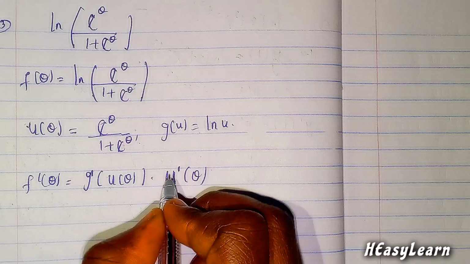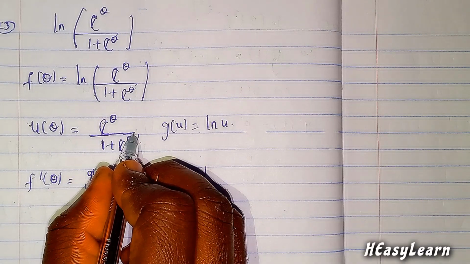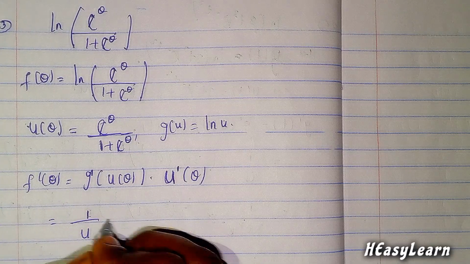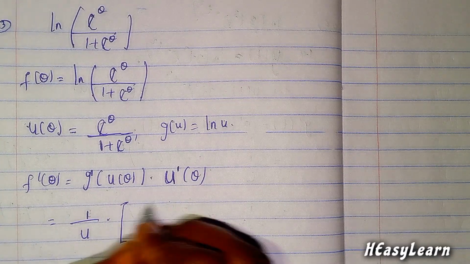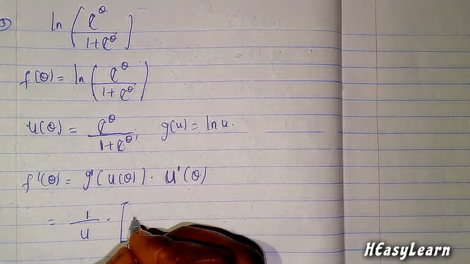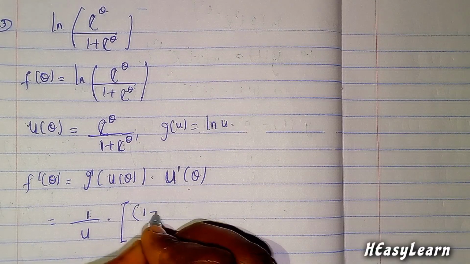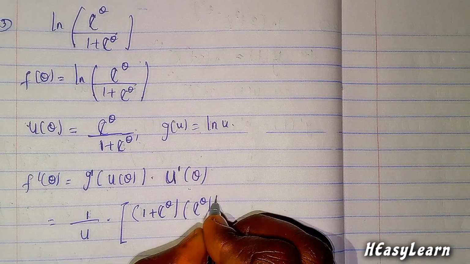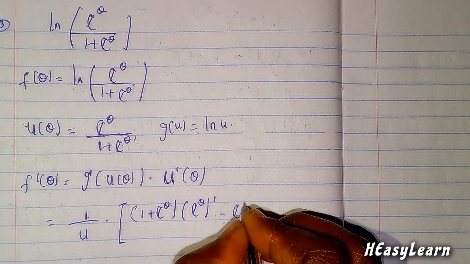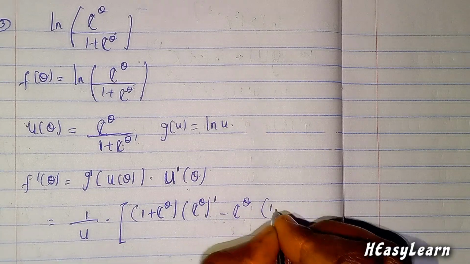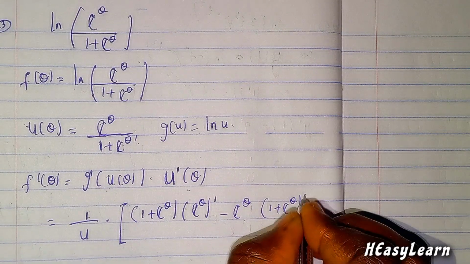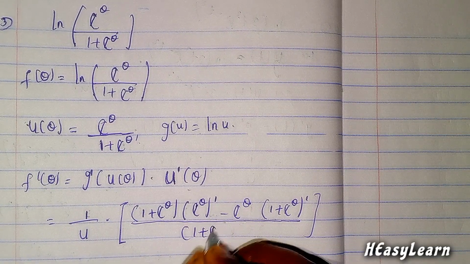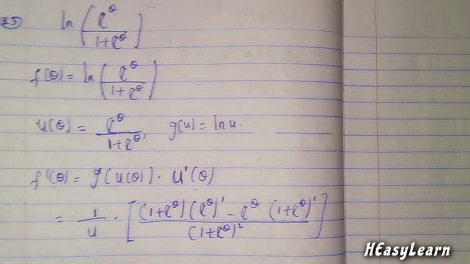To differentiate u in this case, you're going to use the quotient rule. What is the differential of g? 1 over u, multiplied by the differential of u. Keep the denominator, multiply by the derivative of the numerator, minus keep the numerator, multiply by the derivative of the denominator, divide by 1 plus exponential theta all squared.